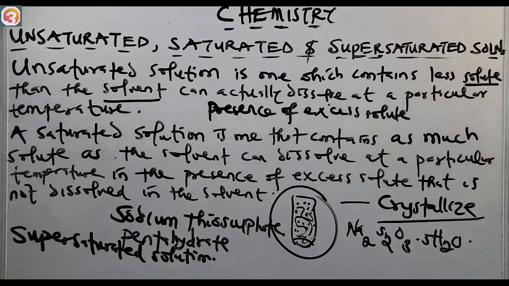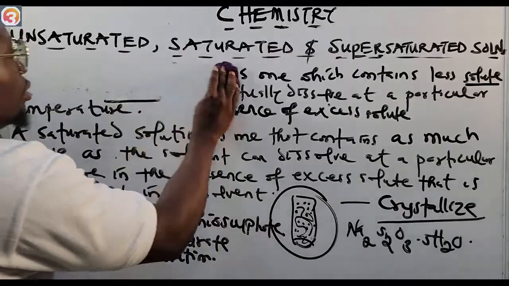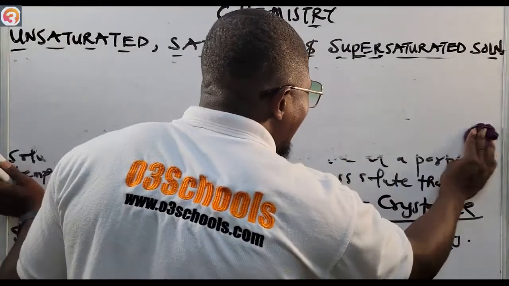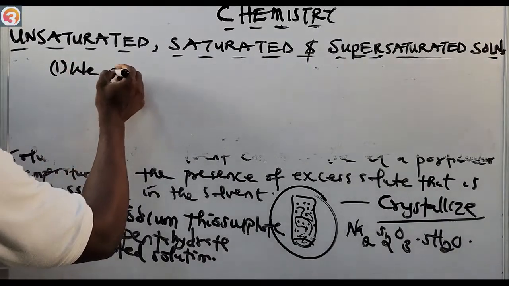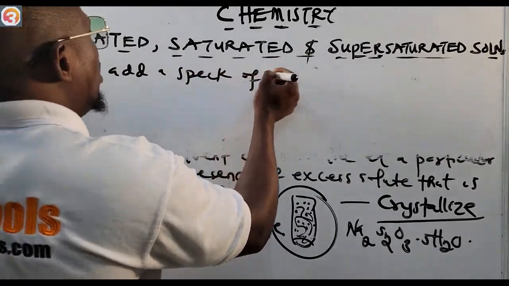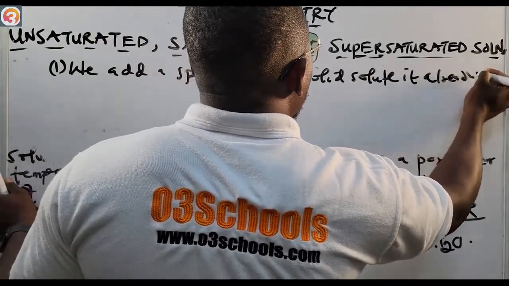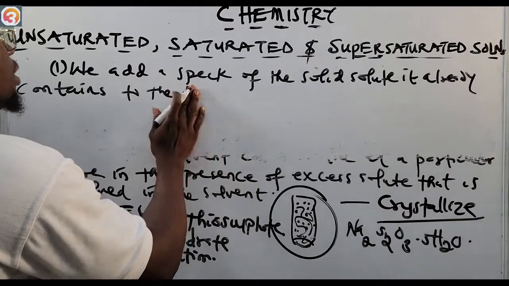Now, to generate the excess dissolved solute from a solution, if you have a solution and want to generate the excess dissolved solute, what we do is, number one, we add a speck of the solid solute it already contains to it.